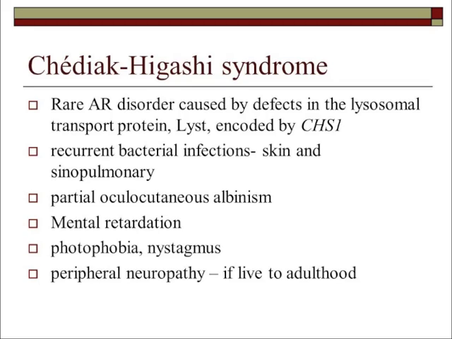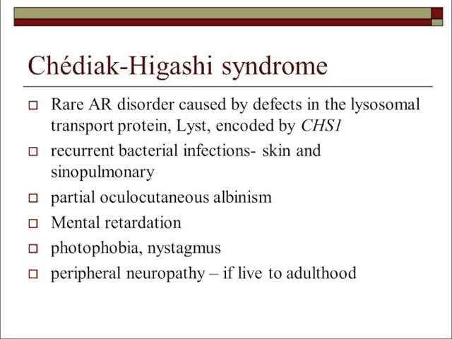This is a pretty rare autosomal recessive disorder. It's caused by defects in a lysosomal transport protein, and that's only important for diagnosis purposes, like I said. A lot of recurrent infections of the skin, sinopulmonary infections, and then this one's going to be a little easier to identify, right? Because I just showed you. They're going to have oculocutaneous albinism. A lot of them have some mental retardation, photophobia, nystagmus.